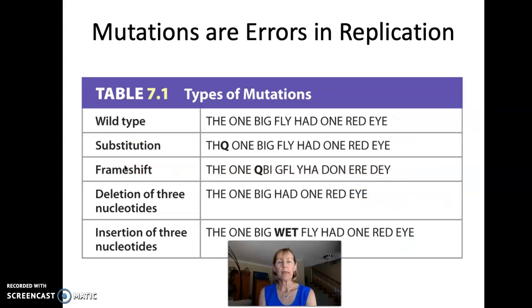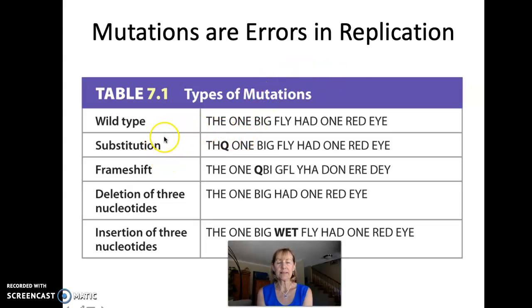Okay, so let's talk about mutations. What if that replication happens with an error? It could happen, right? It proofreads itself. And it's very efficient, but a small percentage of times is an error. So we can look at it in terms of an analogy. Wild type is what happens normally. So let's look here. Let's say we had a sequence. Instead of telling you C, G, A, C, T, G, C, I'm going to write it out in words. And those words are "the one big fly had one red eye." And it's in groups of every 3, right? We're pretending 3 nucleotides at a time.